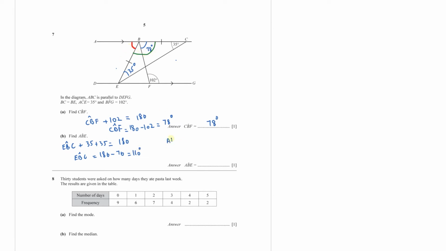So angle ABE, the one that we need to find, plus this green angle, which is 110, should equal 180 degrees, because they lie on a straight line. So ABE would be equal to 180 minus 110, which is 70 degrees. So this angle here would be 70.